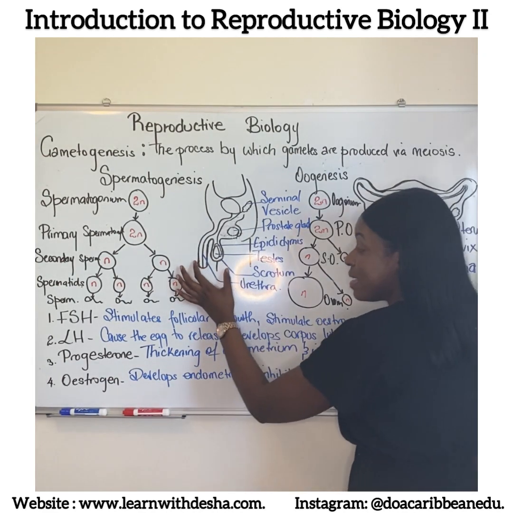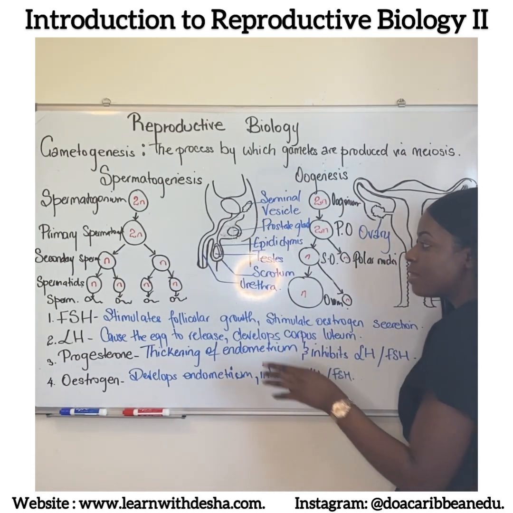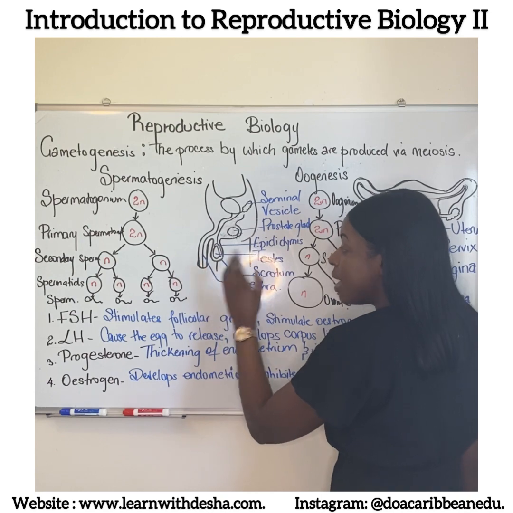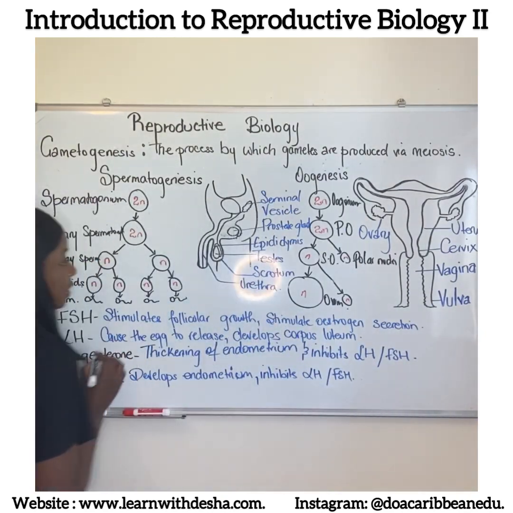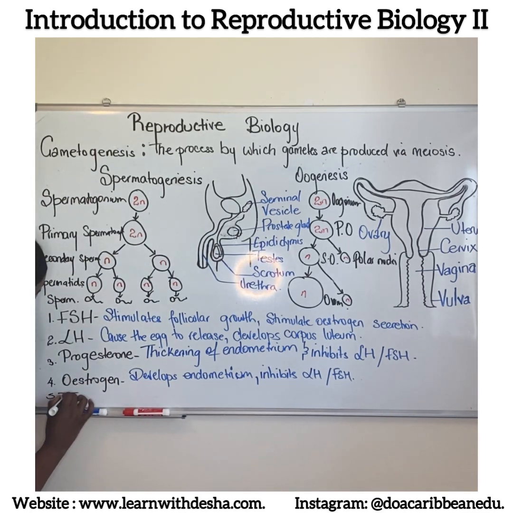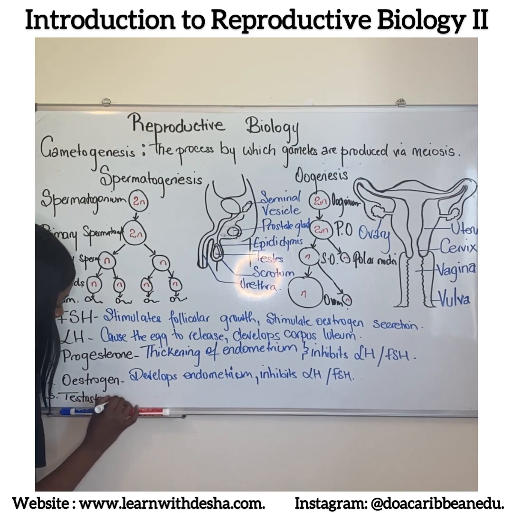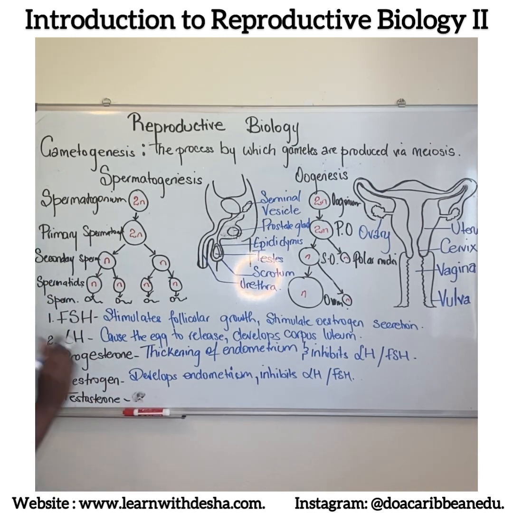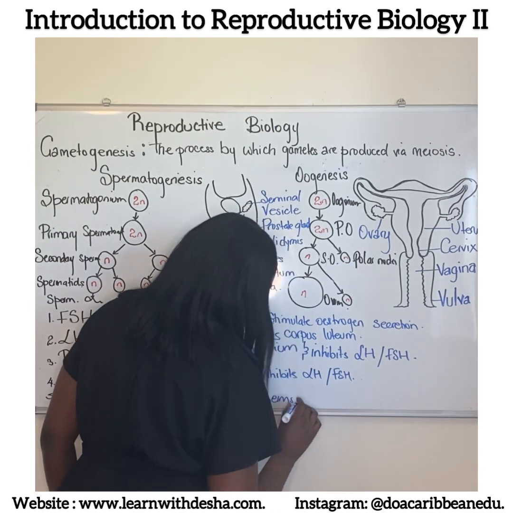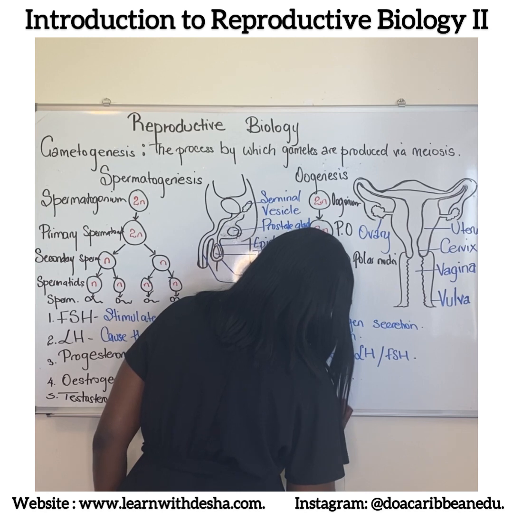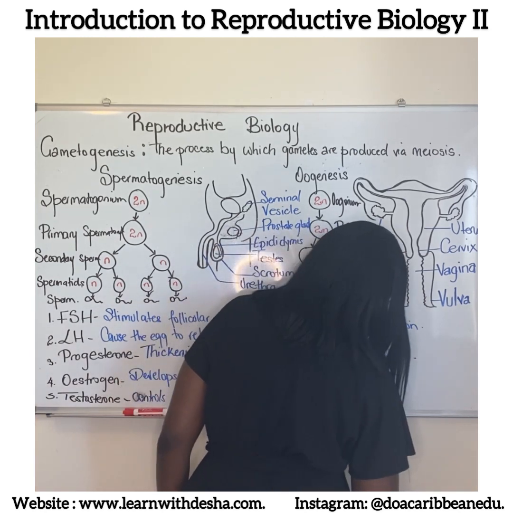Now, the testes is the site of sperm production, specifically the seminiferous tubules. The testes also secrete a hormone called testosterone. And testosterone controls the production of sperm as well as the initiation of the male secondary sexual characteristics.